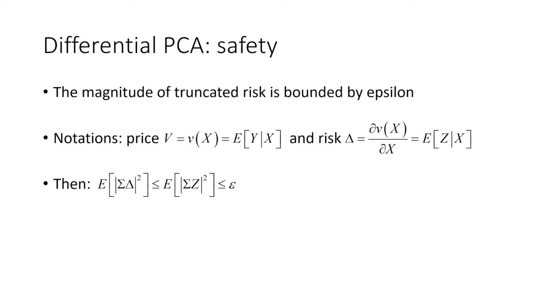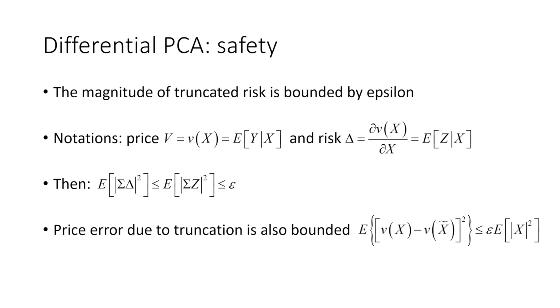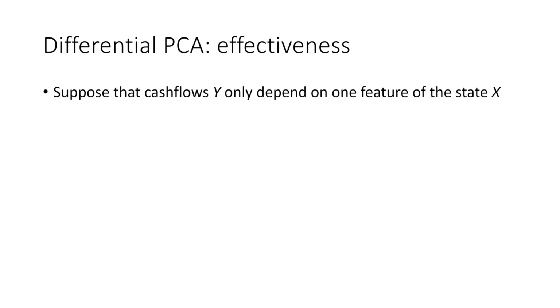It follows by a first-order expansion argument that the approximation error on prices v due to truncation is also bounded by epsilon times the variance of x. Those results are demonstrated in the paper and express that differential PCA is safe in terms of value and risk approximation. In particular, price and risk functions learned from truncated data are correct within a small quantified approximation error. So, differential PCA is safe.